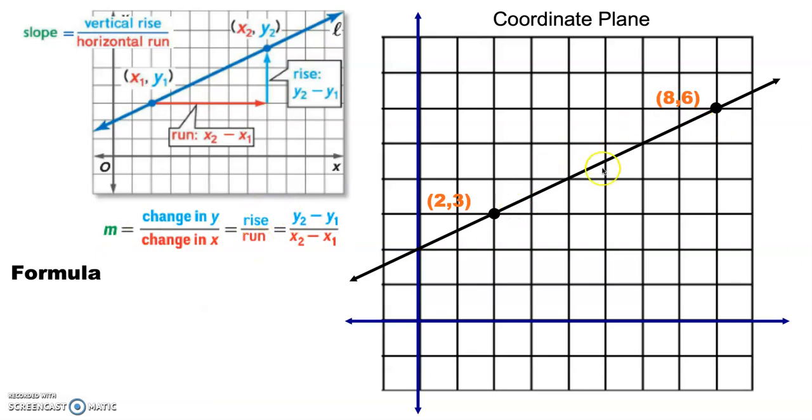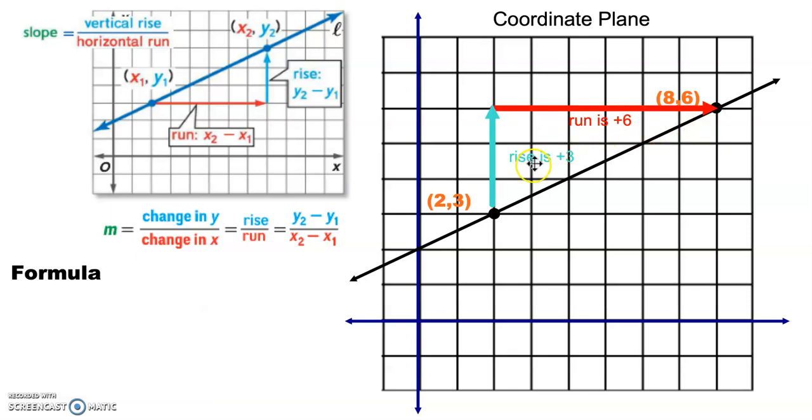So let's take a look at how that looks on the coordinate plane. If I want to start at the point 2, 3 and end on 8, 6 on this line, I'm going to count up and then over. So from this point, I'm going to count 1, 2, 3 spaces up. So the rise is a positive 3. From there, I'm going to count over 1, 2, 3, 4, 5, 6. So my run is a positive 6.